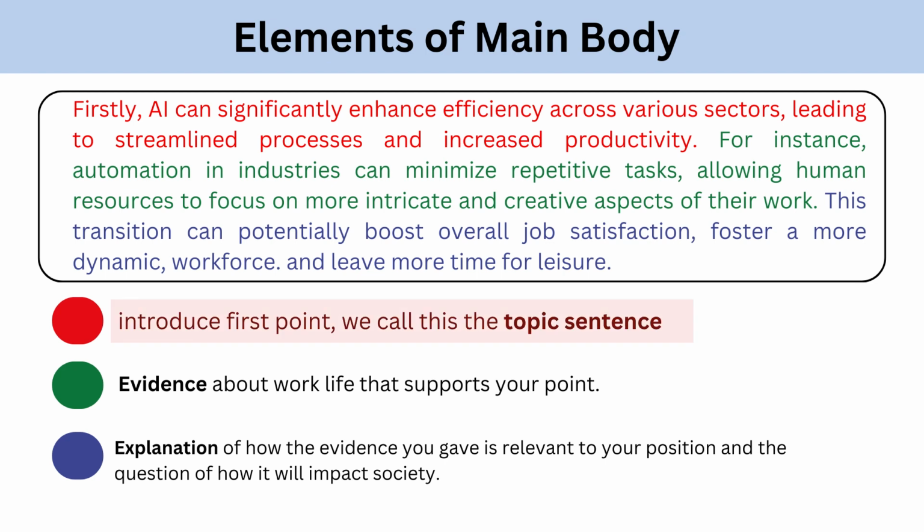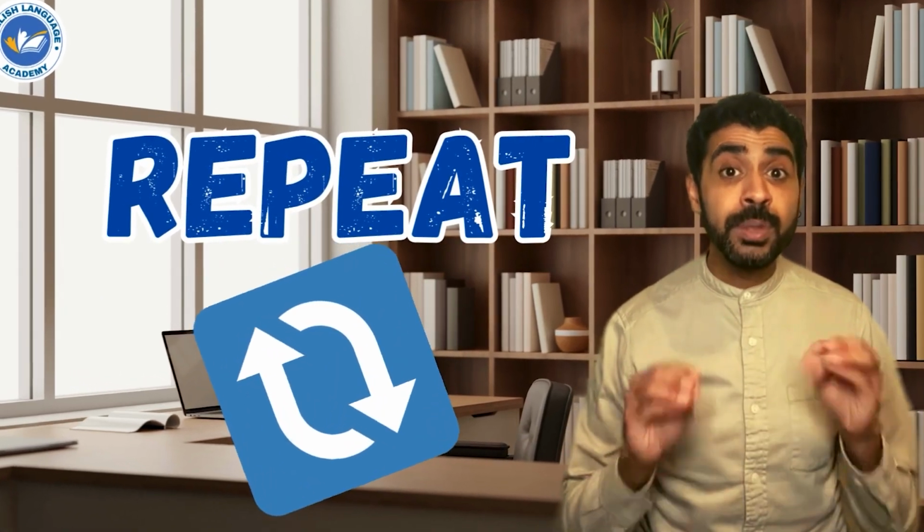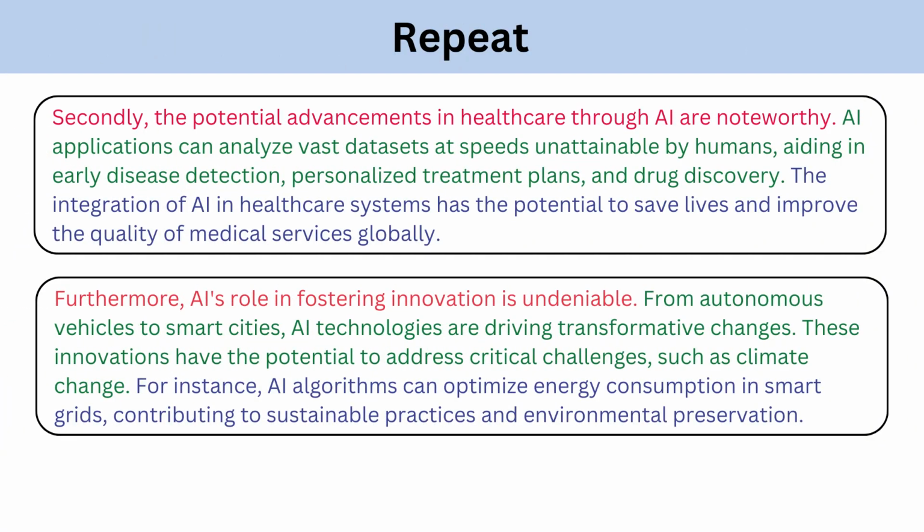It is what we call the topic sentence because it outlines the topic of the paragraph we are writing. Secondly, the green develops this point by providing evidence of ways AI can impact our work lives for the better. Finally, you finish with an explanation which outlines what kind of impact this will result in for society. Now, you apply this structure to all the paragraphs in your main body.